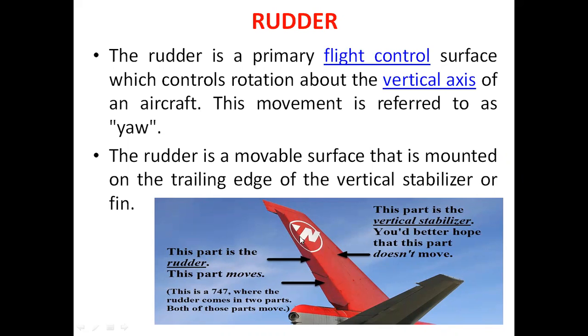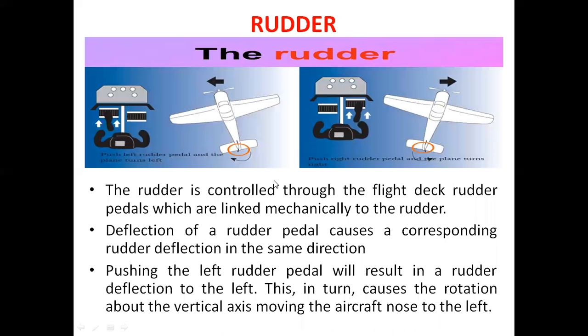This aircraft has two rudders, top rudder and bottom rudder. This generally is seen in a portion of the Boeing 747. Now we'll study the purpose of these two next time. Now we'll come to the next slide.